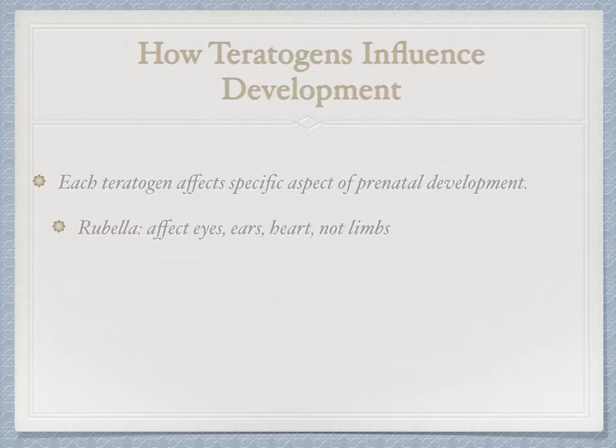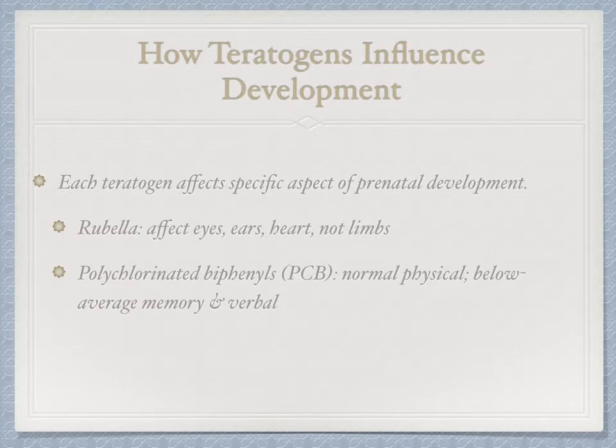So, for example, rubella affects eyes, ears, heart, but not limbs. So it's again affecting the development of certain systems, but not others. PCBs have normal physical development. So physically, the organism looks fine, but we have below average memory and below average verbal capabilities as well.